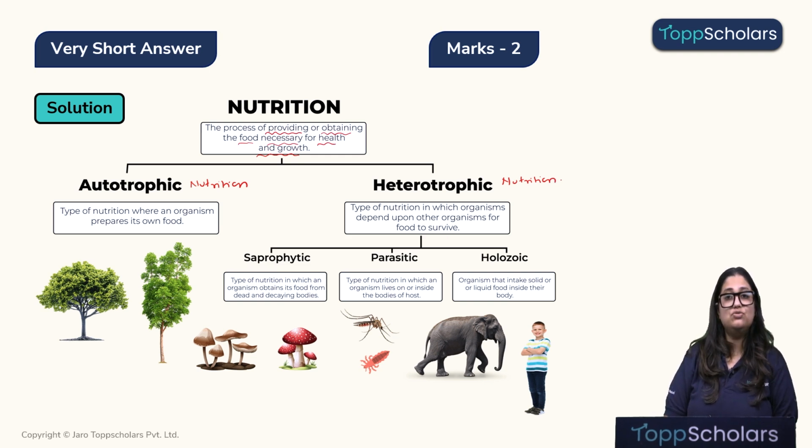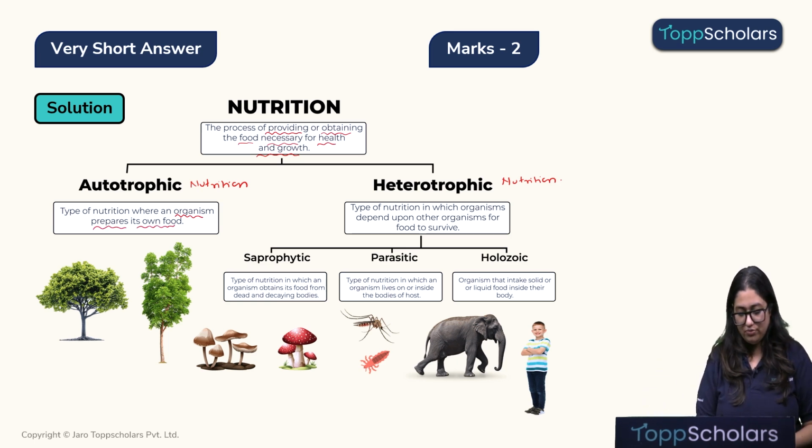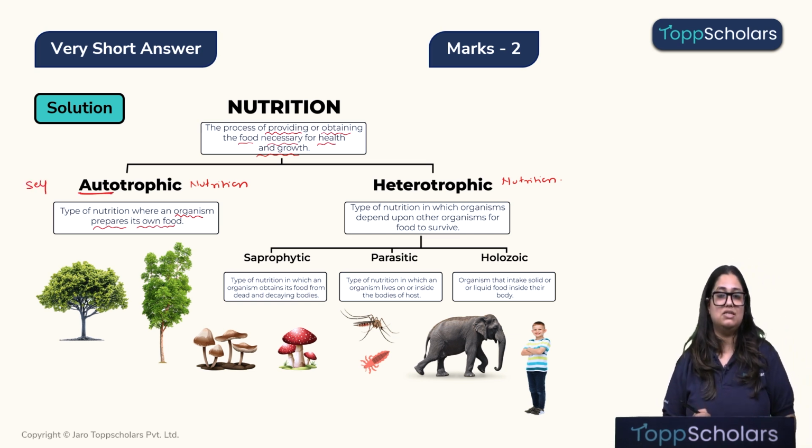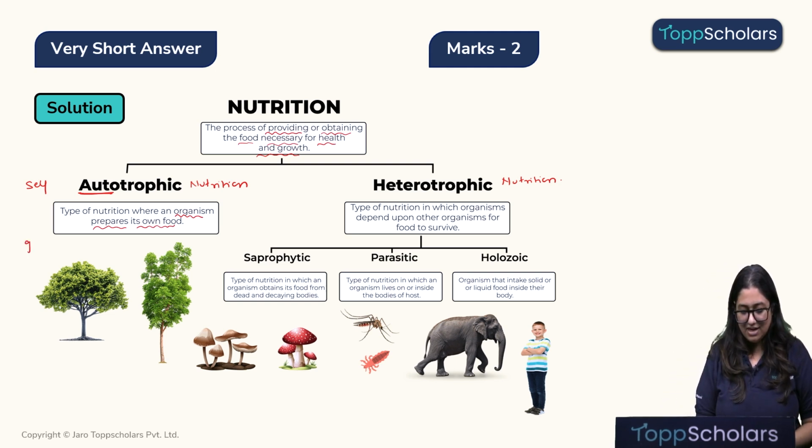Children, autotrophic nutrition is a type of nutrition when an organism prepares its own food. See, when you look at the word auto, children, what does auto mean? Auto means self, meaning such organisms are reliant on themselves. Such organisms can produce their own food, and they are nothing but our green plants and green bacteria.